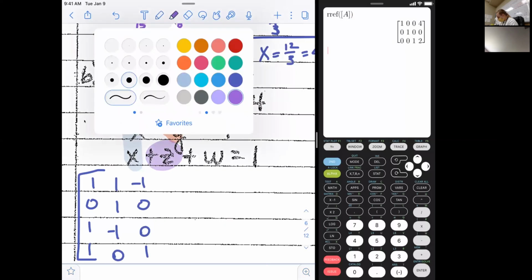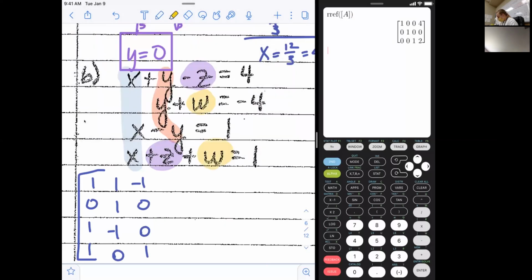And then last I'm doing W. I only have 1 in the second and the fourth row. So 0, 1, 0, 1. Now it's an augmented matrix, so make sure your answer is the last column. So I've got 4, negative 4, 1, 1. And because we're in the same rule as before, this is REF.